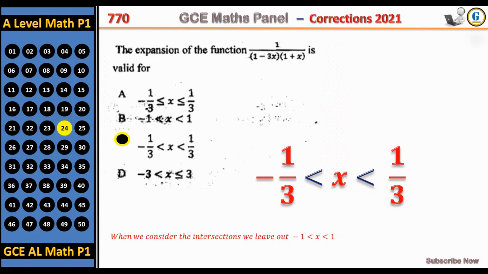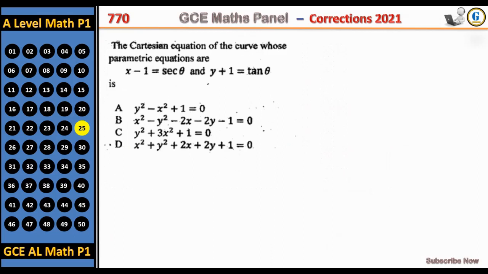Okay, question 25. The Cartesian equation of the curve whose parametric equations are x minus 1 equals sec theta and y plus 1 equals tan theta is. When we look at sec theta and tan theta, we can look for a relation that brings them together. We know that sec squared theta is equal to 1 plus tan squared theta, right? So let us use this identity of sec squared theta is equal to 1 plus tan squared theta. So sec squared theta will be x minus 1 squared.